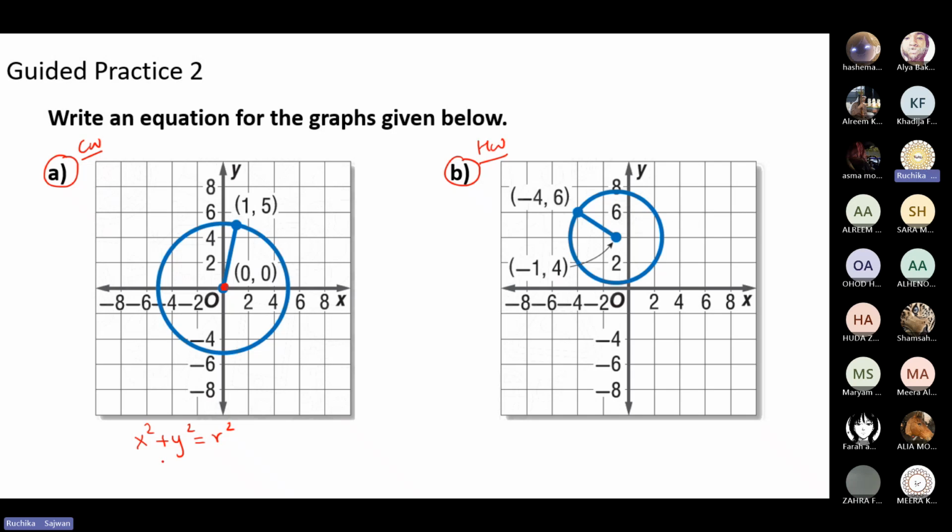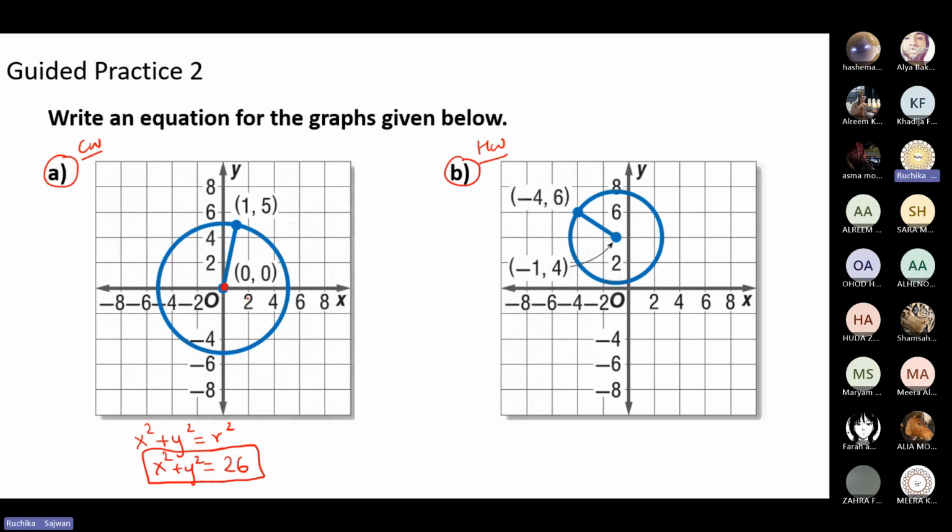So how much is r square for this? Anybody got it? Miss, 26. Square root of 26. r square will be 26, right? And radius is the square root. So we just need r square. So can we directly put 26? Yes. So this should be your equation, right? Everybody got what Huda got? What did she do? She did 1 square plus 5 square. That's what you did? Yes. So that's your r square. Perfect. This is so easy, right?